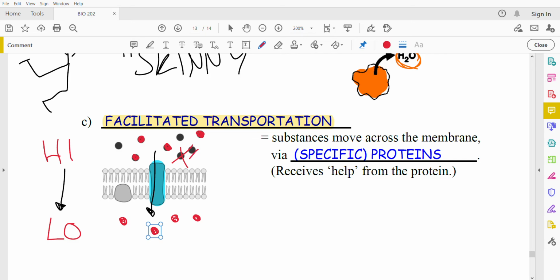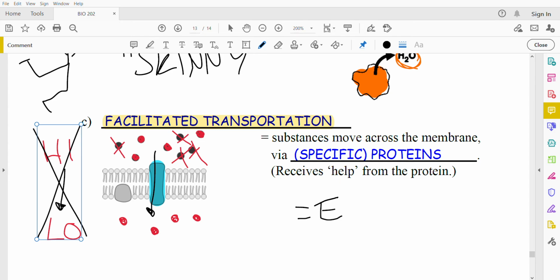Let's remove the 4 that I drew here from this side. And now we have the same amount of substance on both sides. So again, we have reached an equilibrium.